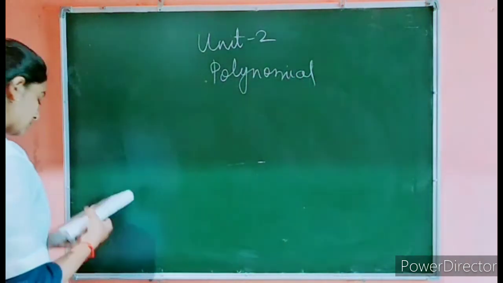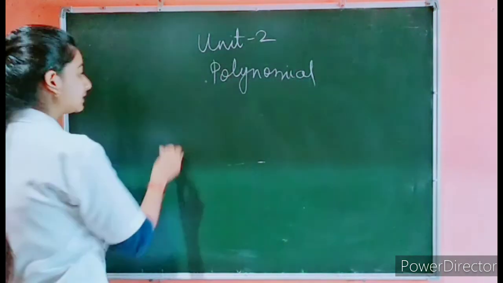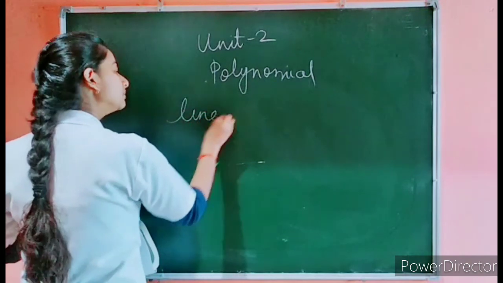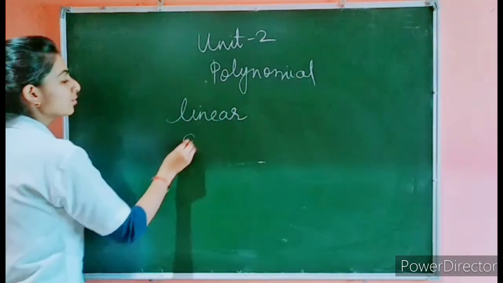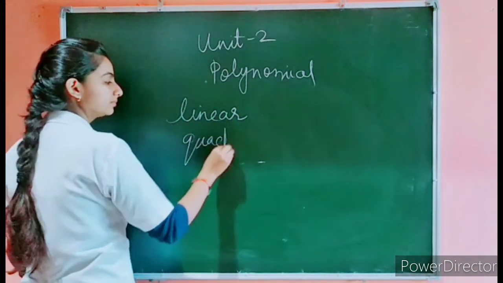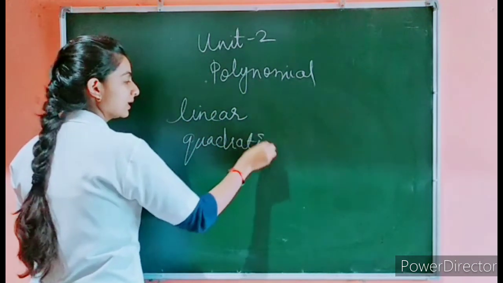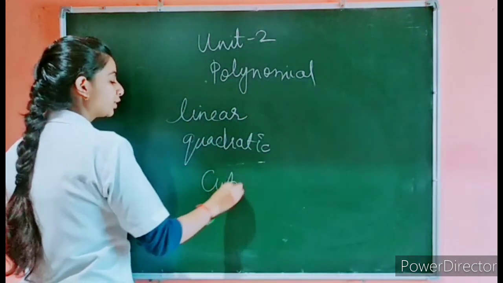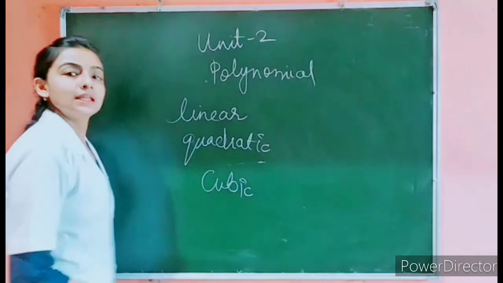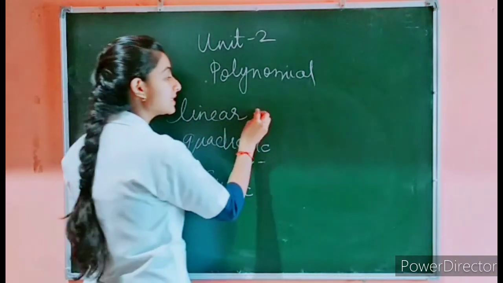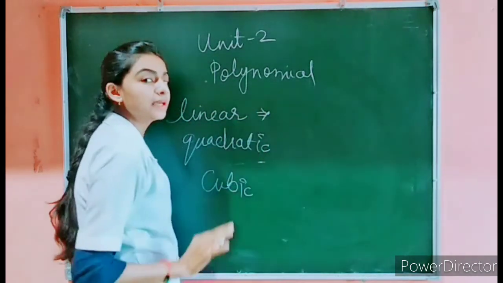First we will discuss what a polynomial is. There are three types of polynomial: linear, quadratic and cubic. A linear polynomial states that the degree of the variable is 1.